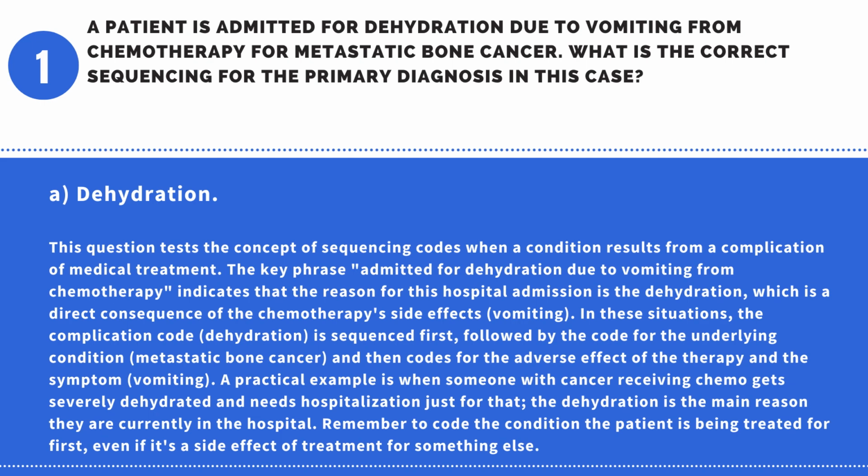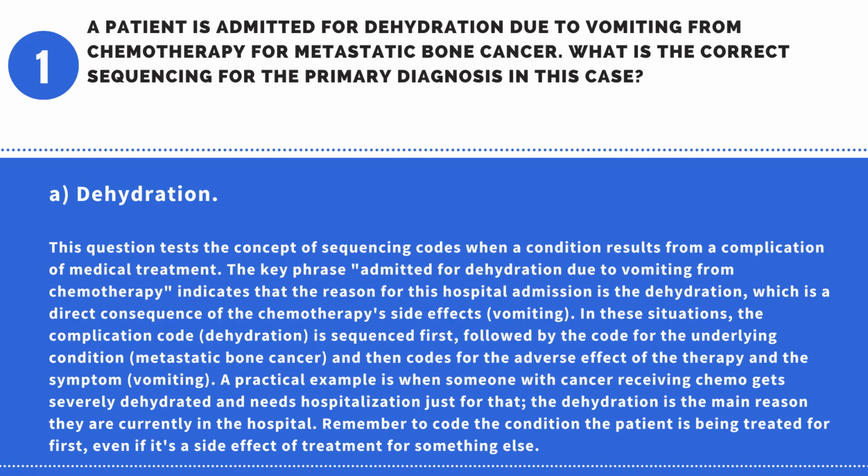Answer: A. Dehydration. This question tests the concept of sequencing codes when a condition results from a complication of medical treatment. The key phrase "admitted for dehydration due to vomiting from chemotherapy" indicates that the reason for this hospital admission is the dehydration, which is a direct consequence of the chemotherapy's side effects, vomiting. In these situations, the complication code, dehydration, is sequenced first, followed by the code for the underlying condition, metastatic bone cancer, and then codes for the adverse effect of the therapy and the symptom, vomiting.